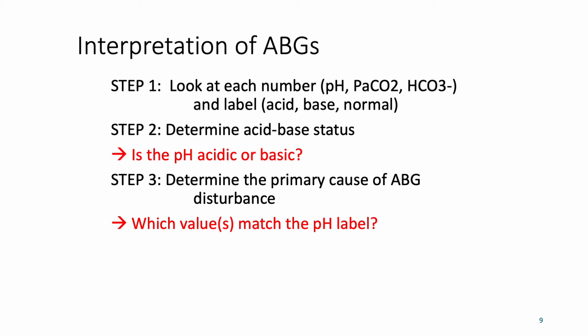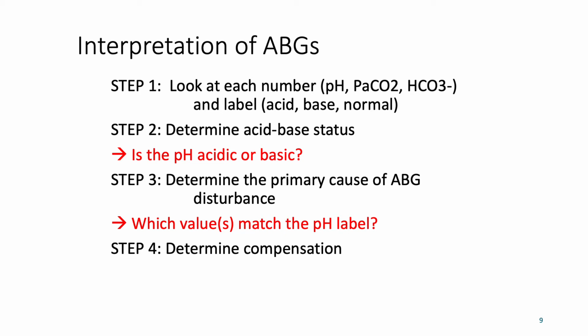Now, if the CO2 is labeled acid and the pH is labeled acid, I know that CO2 relates to my respiratory system. So we have respiratory acidosis. And if the bicarbonate was labeled acid and the pH was labeled acid, then I know bicarbonate relates to metabolic, so we have metabolic acidosis. So I no longer have something acidosis, I have metabolic acidosis, or I have respiratory acidosis.